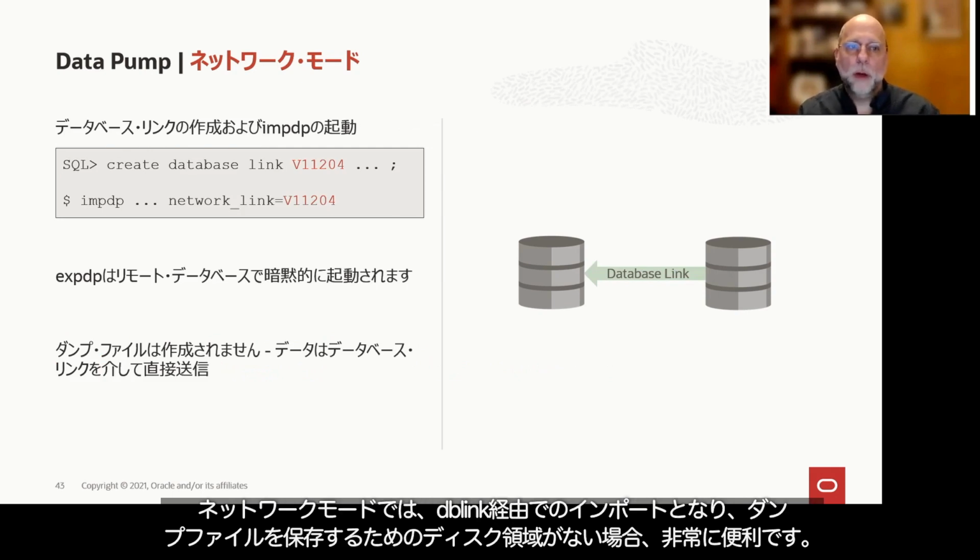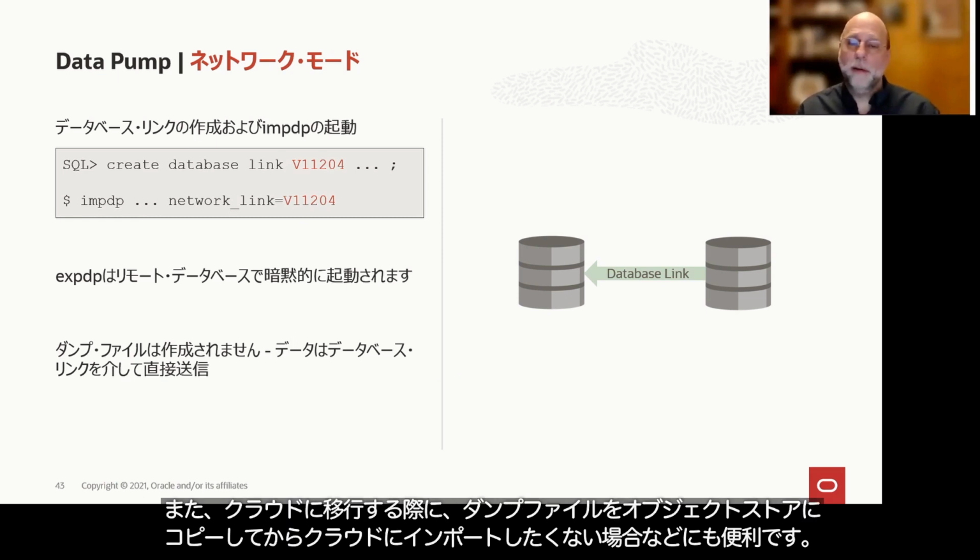In terms of network mode, importing over a DB link can be really useful when you don't have access to disk space to store a dump file. It could be useful for migrating to the cloud, for example, if you don't want to copy a dump file up to object store before importing it into the cloud.